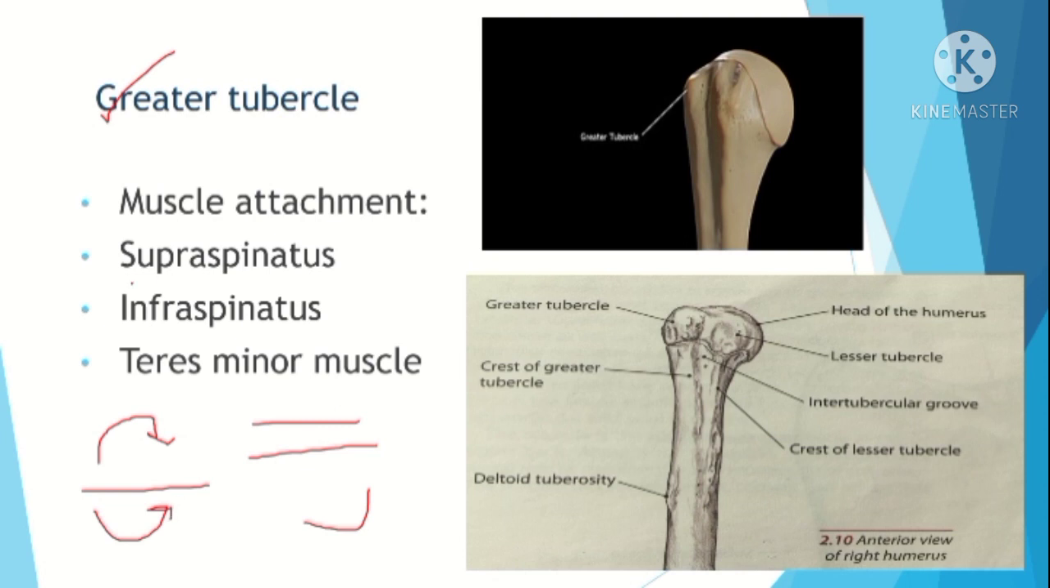Superior will be the supraspinatus, the word supra. Infra means this is the posterior part. Teres minor is from the inferior part. As you can see in this diagram.